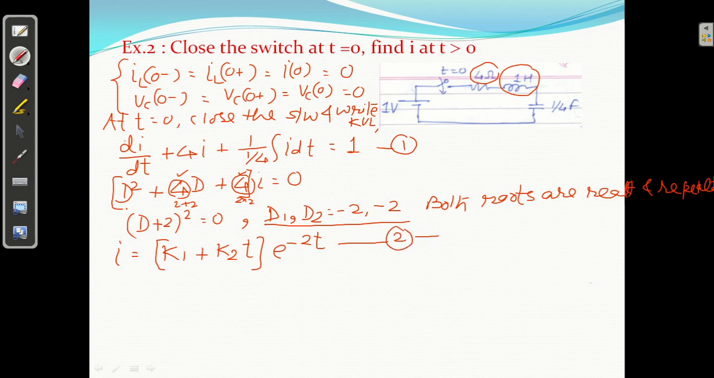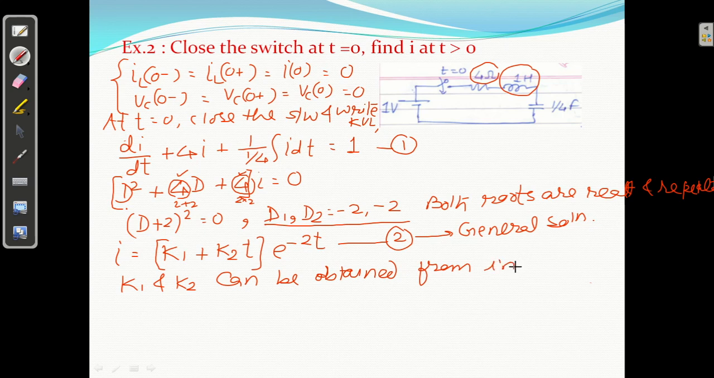Now this is called a general solution. This is called as what? General solution. And if you know the value of k1 and k2, you can get the particular solution. So k1 and k2 can be obtained from initial condition.